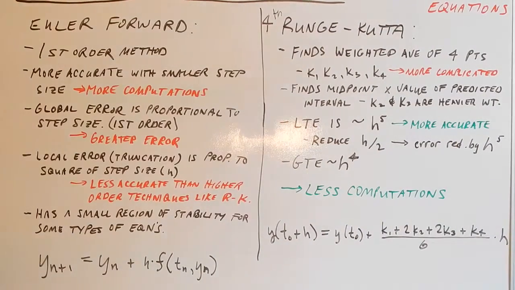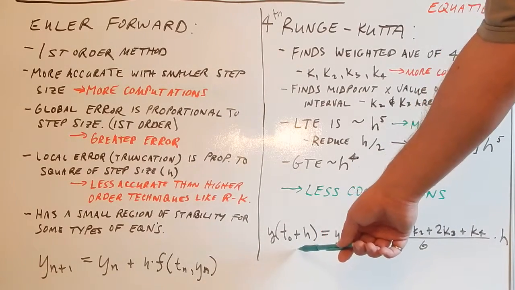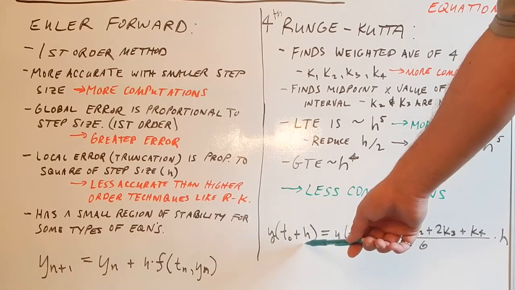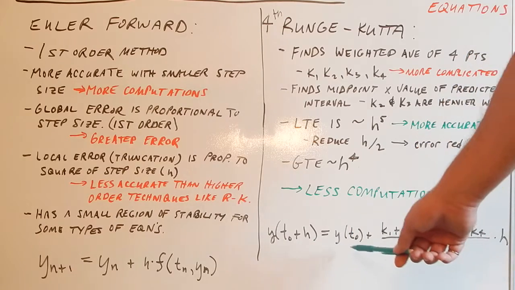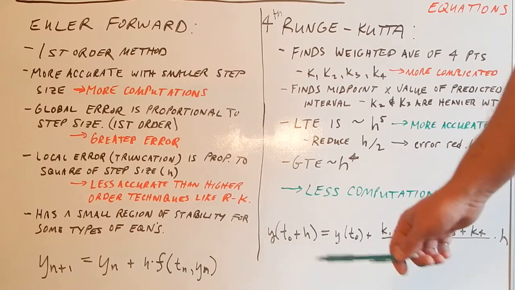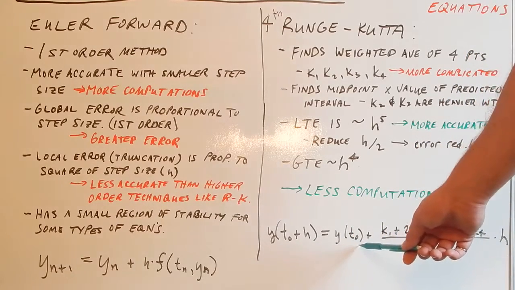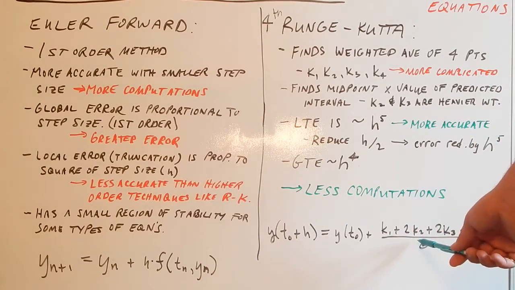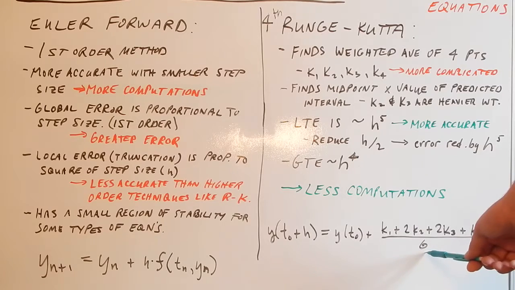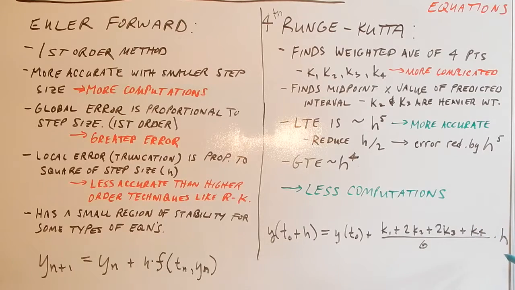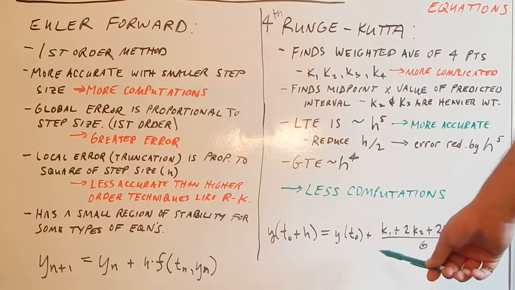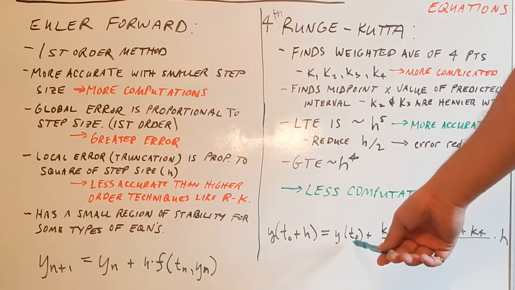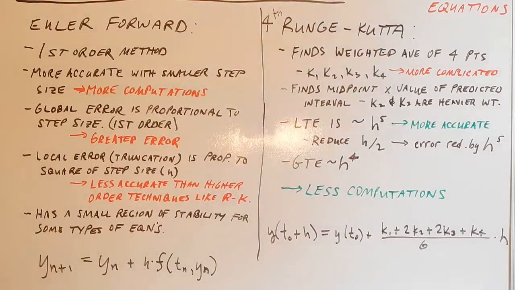And this is what the Runge Kutta method looks like, where you take the function at initial time plus your next interval equals a previous or initial interval plus your four slopes on a weighted average times the step size to get your change in y to add to your previous value of y.